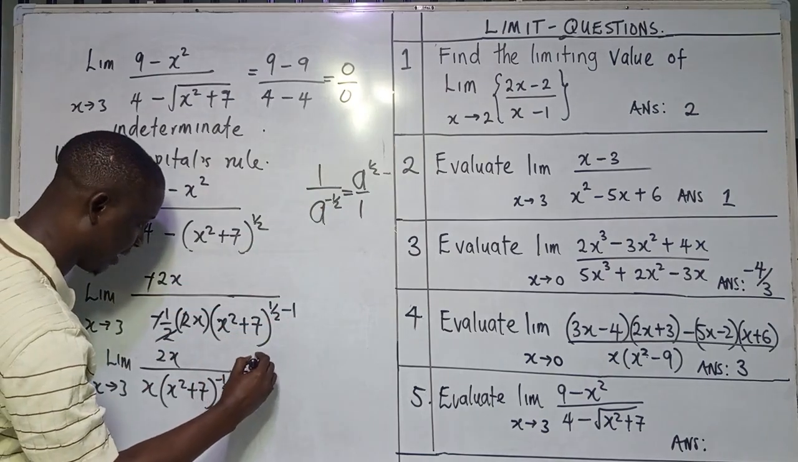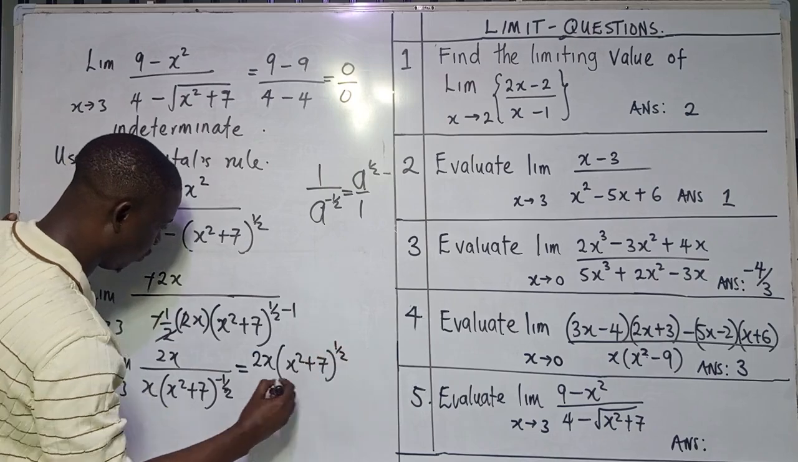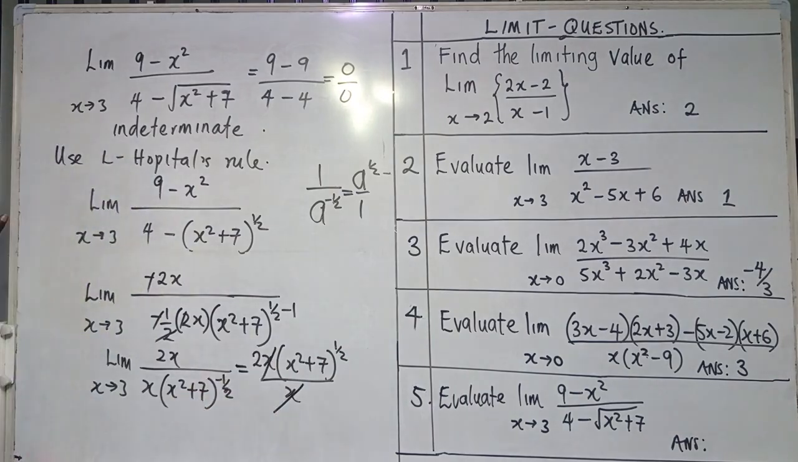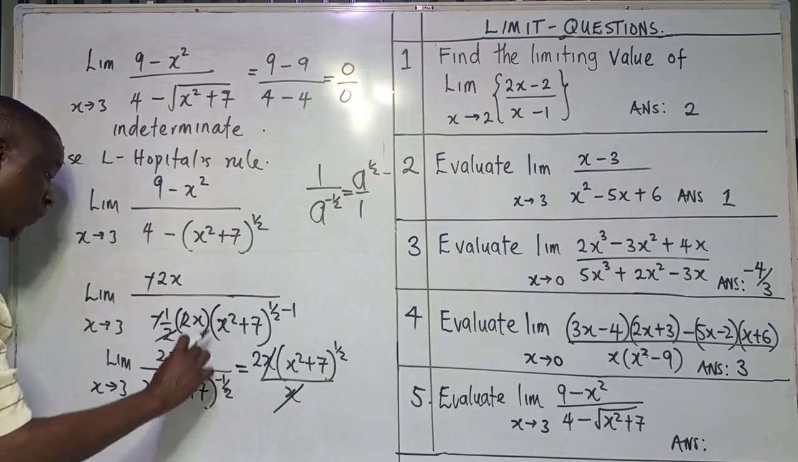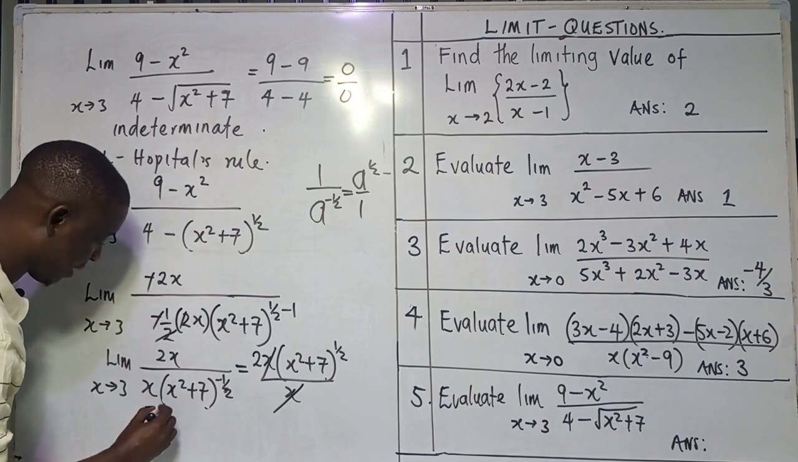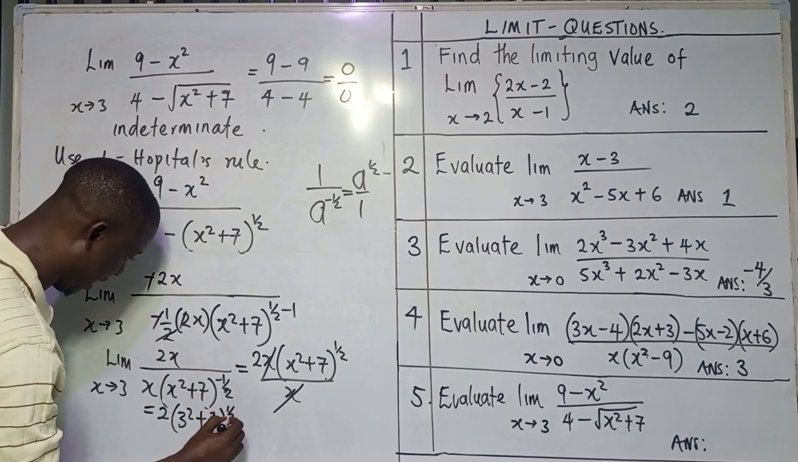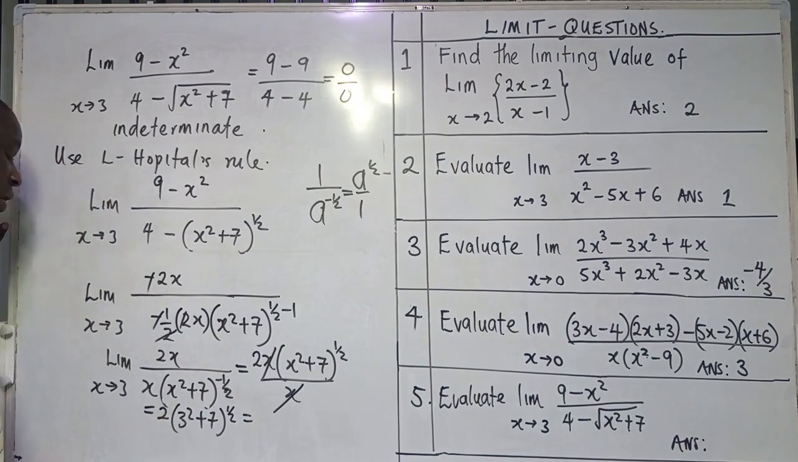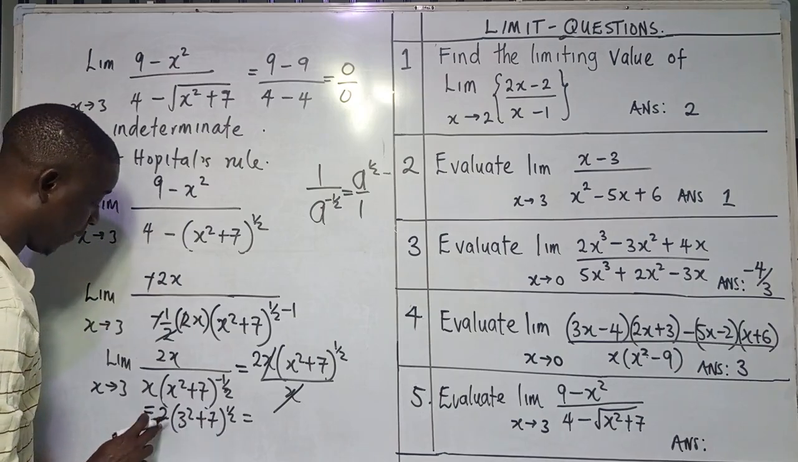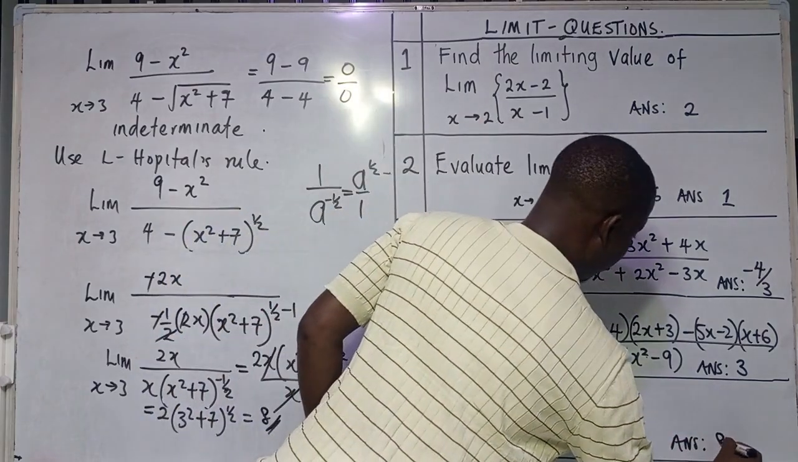Similarly, we can apply that here. This one has 2x, so we have s squared plus 7 all raised to the power 1 over 2, all divided by x. So x can cancel out x. This one has gone up because we removed the minus sign. So let's substitute our 3 there. We have 2 into the bracket 3 squared plus 7, all raised to the power half. This gives us 16, and the square root of 16 is 4. 4 times 2 is 8. So that will give us an answer of 8.